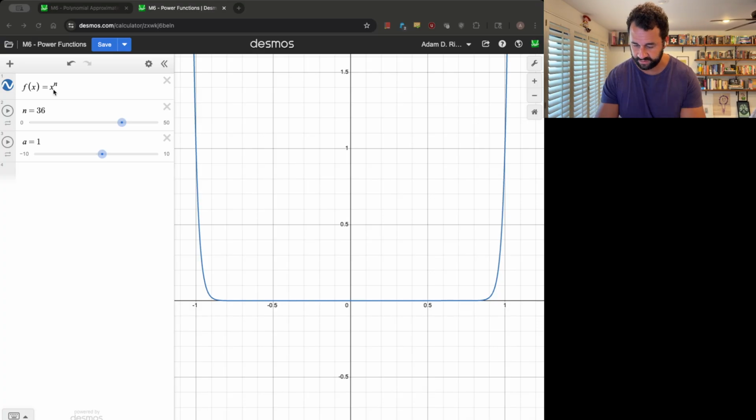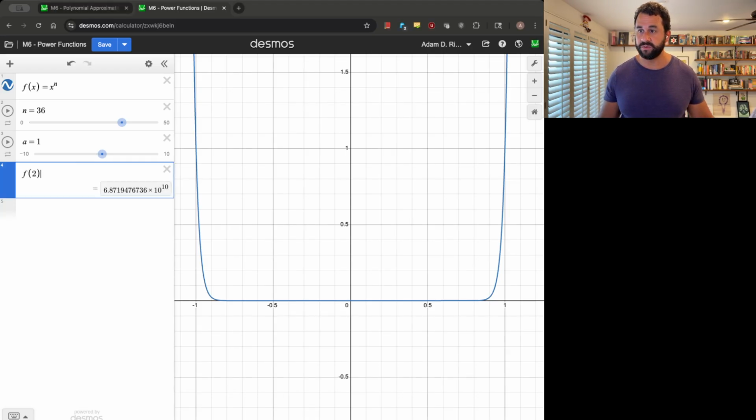In fact, we could even calculate it right here. Look, what is f of 2? 6.8719476736 times 10 to the 10. This is why it's important to talk about scientific notation because these numbers can get large pretty quickly. So I don't want to have to write out all those decimal places. I'd rather write out some of these and just say times 10 to the 10, right? What is that? 10 to the 10. I think 10 to the 9 is a billion. So this is 10 billions. There you go. 6.8, 10 billions.